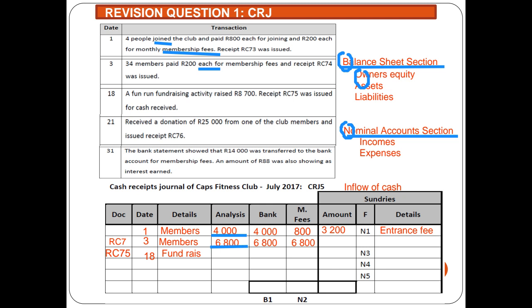And then the amount is there. Let me do this. The amount is 8,700. Yes, 8,700. And then we go straight to analysis. We underline it, because that's all the money we received for the day, and then we head straight to the bank.